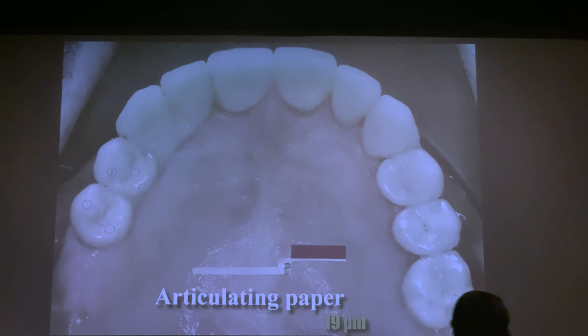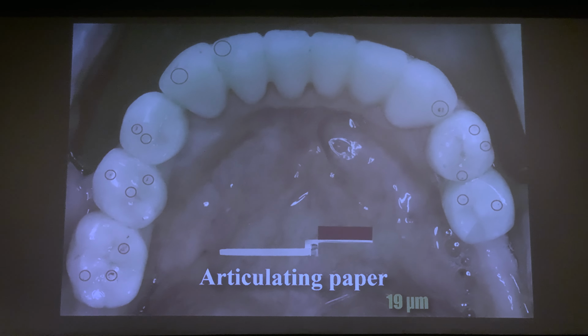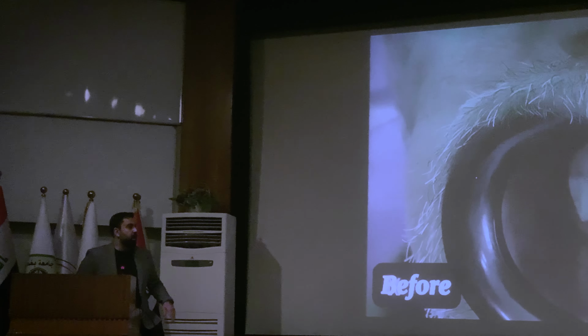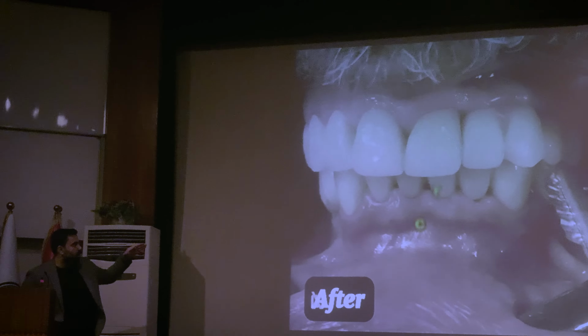Articulating paper 19 micron, well distribution of occlusion force. Also for the lower, and have a small video. This shows the difference between before and after treatment in distribution of occlusal force. So we start with just only one contact on the Shimstock, and then we have nice distribution of contacts.